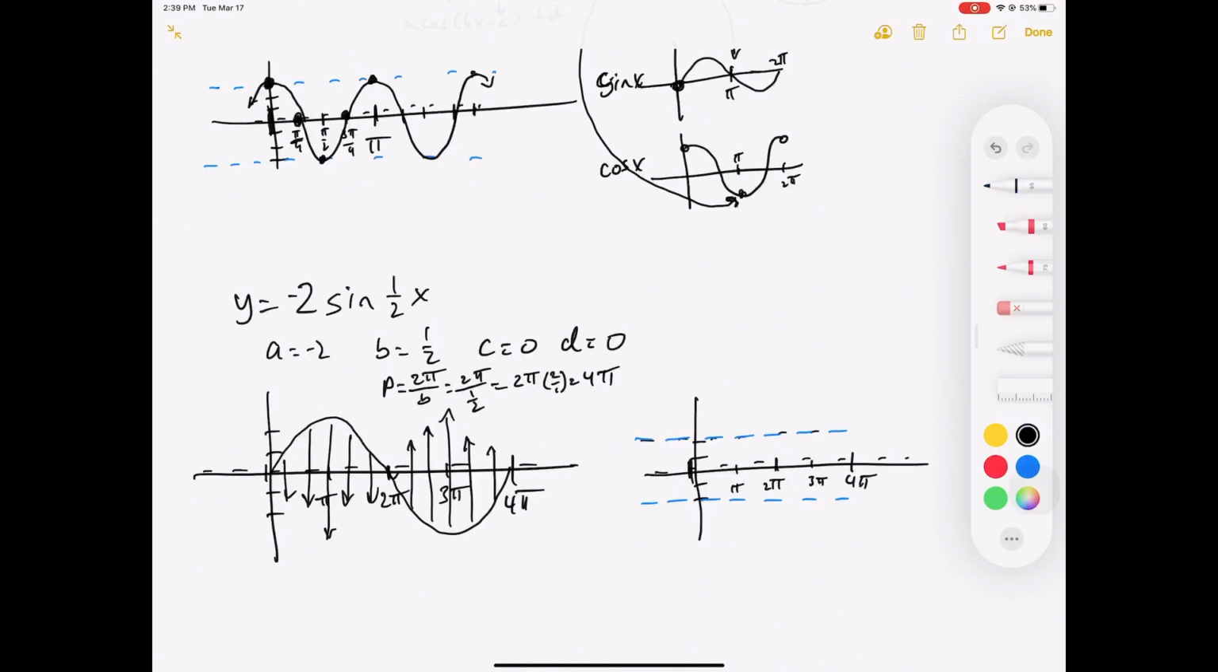Then we're going to label, since this is sine, we start at 0. And negative 2, instead of going up, we go down. 0, up, 0. Because it's a negative amplitude, we end up multiplying our function by a negative. All my positives became negative, and all my negatives became positive.